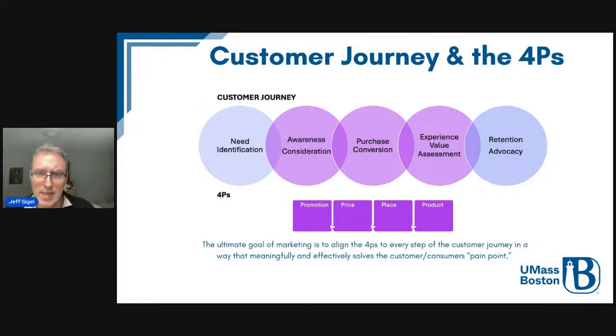And if it does, I'm likely to be like, wow, this was an amazing experience. I love this product. It over delivered on my expectations. So I'm going to buy it again, and I'm going to tell everybody about it. That's that retention and advocacy.